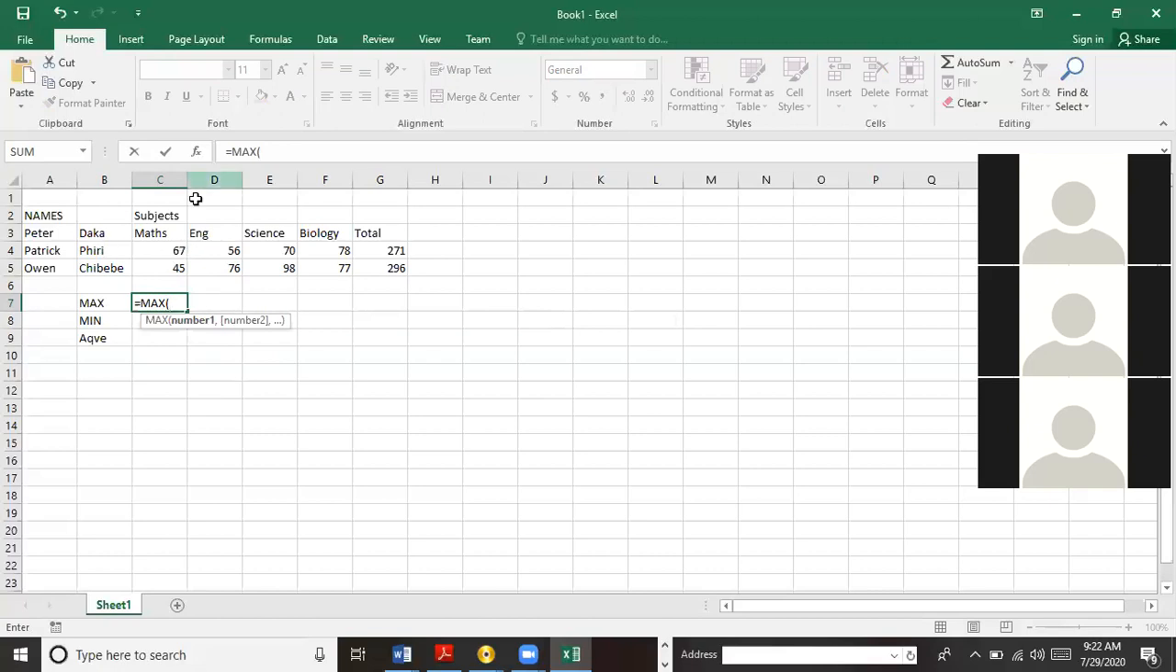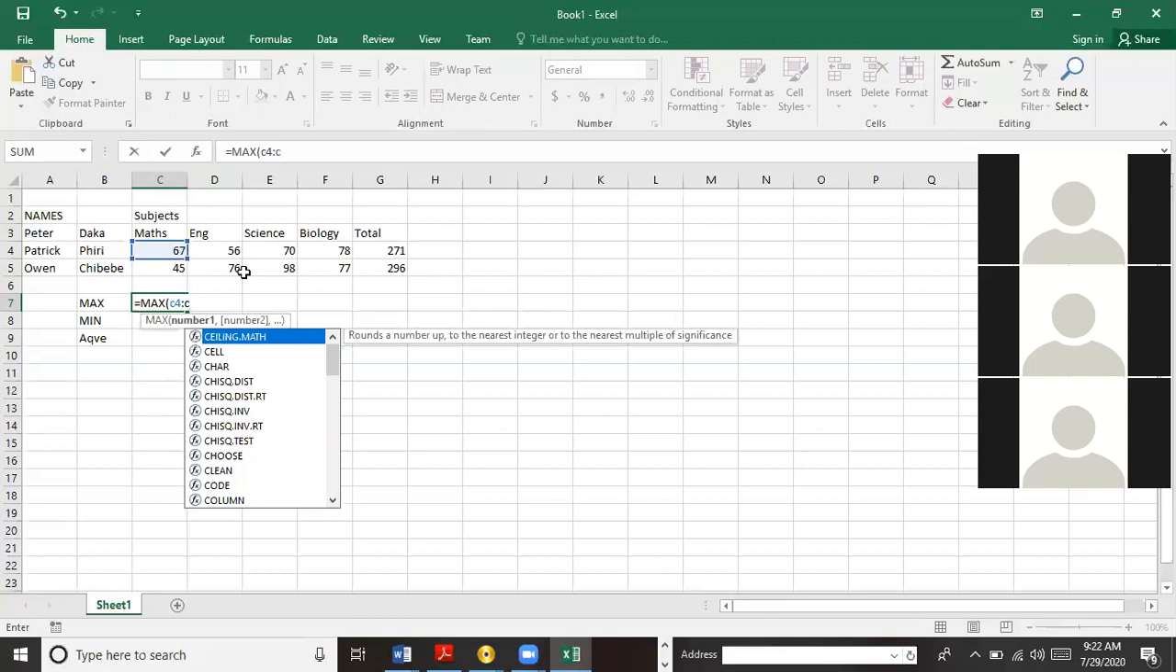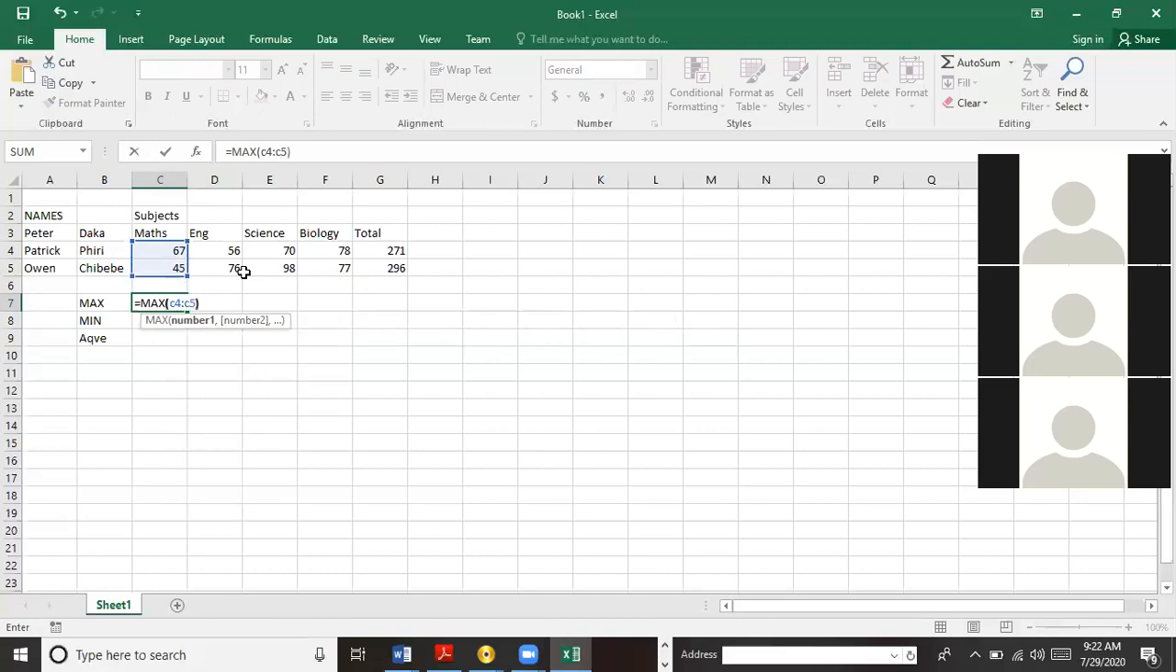This 67 is in C4, so you type C4 to C5. Then you close the bracket, you enter. So the maximum is 67. You need to calculate, even if you can see that it is 67, let Excel calculate. All you have to do is enter the formula. You need to know the formula. So we are finding the minimum, open bracket, C4, colon, C5.